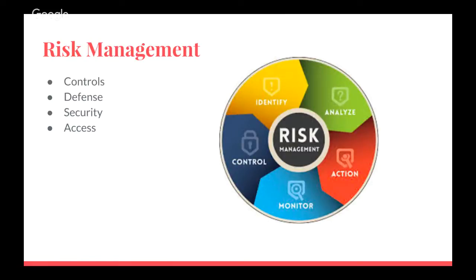Risk management plays a big role in making sure our data stays secure. These main actions are the acts of controls, defense, security, and access of information. This is the process of identifying vulnerabilities and threats to the information resources used by an organization in achieving business objectives and deciding the countermeasures.